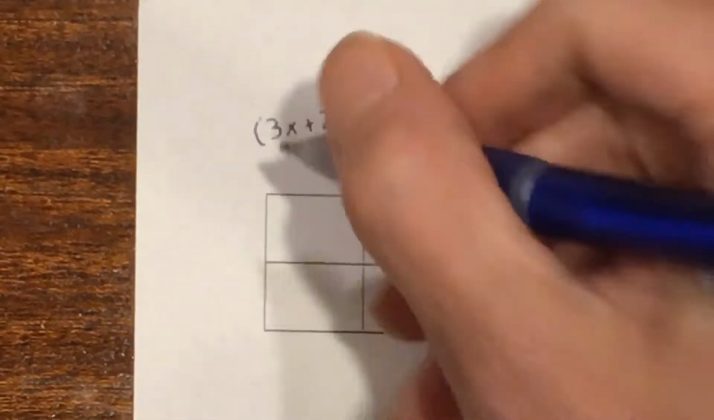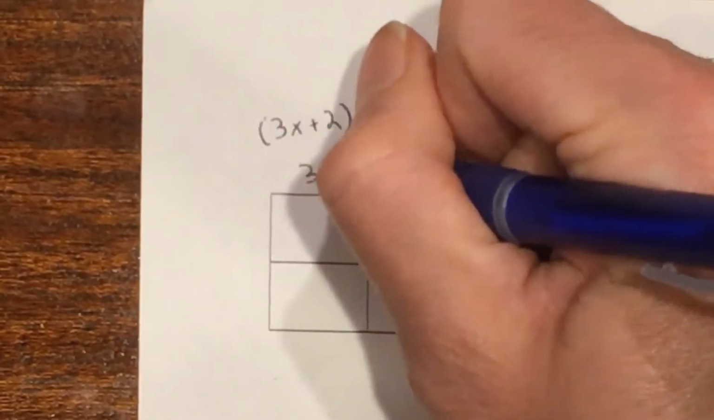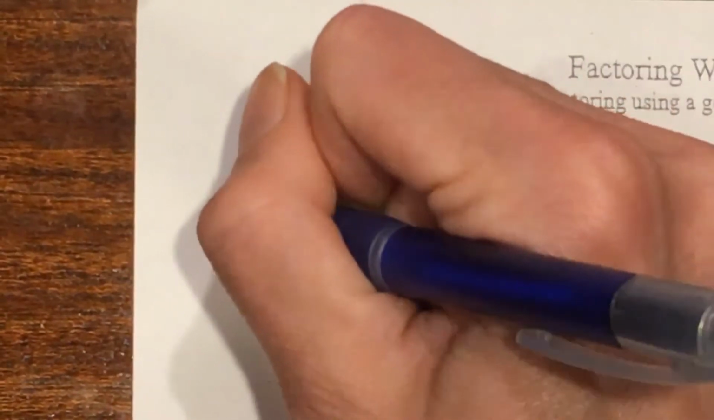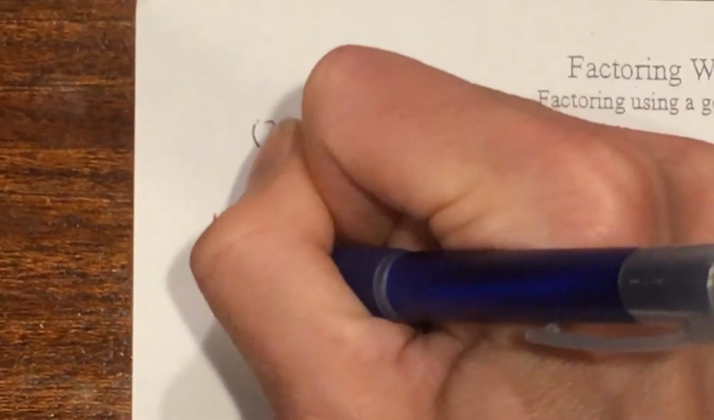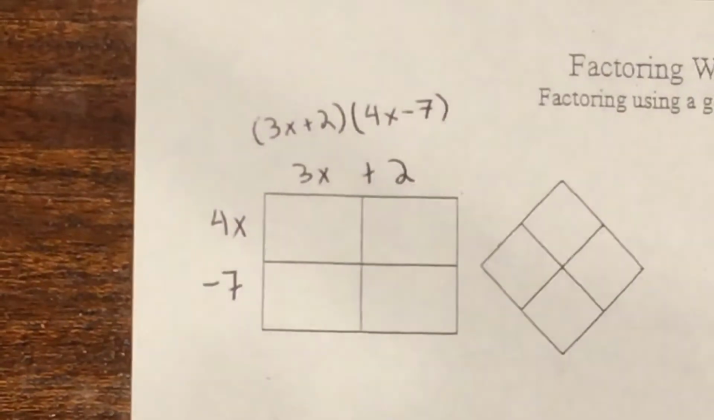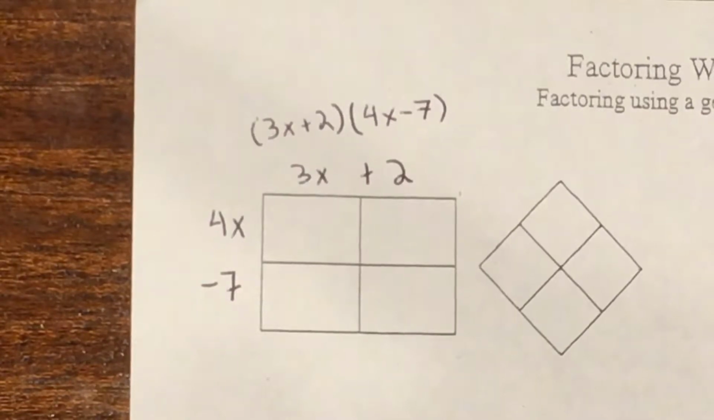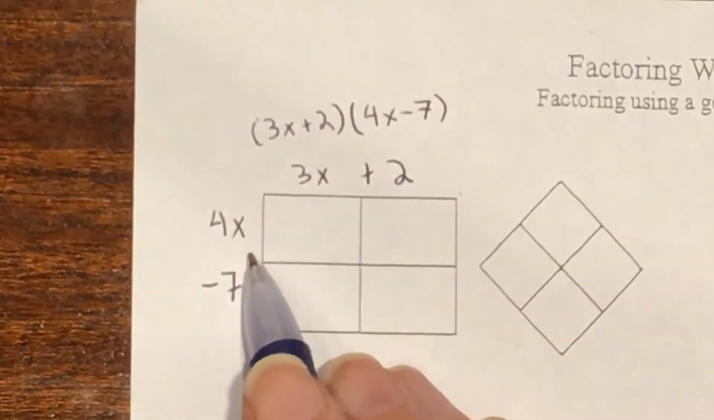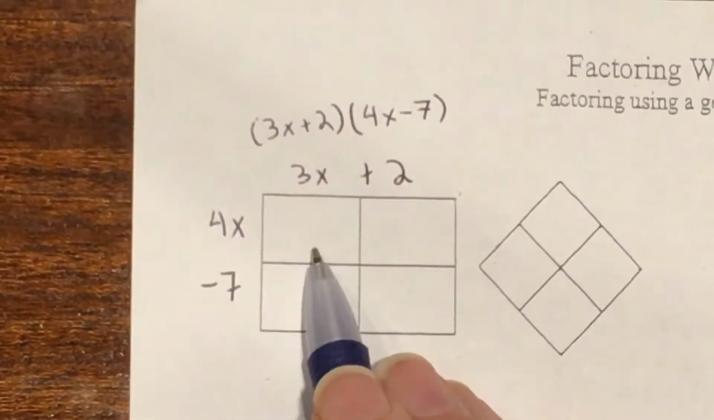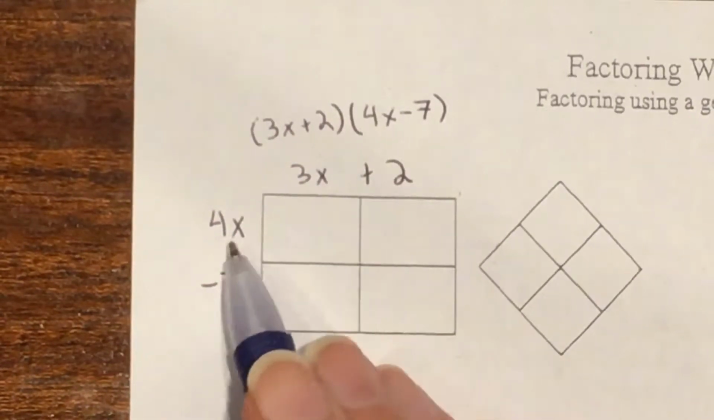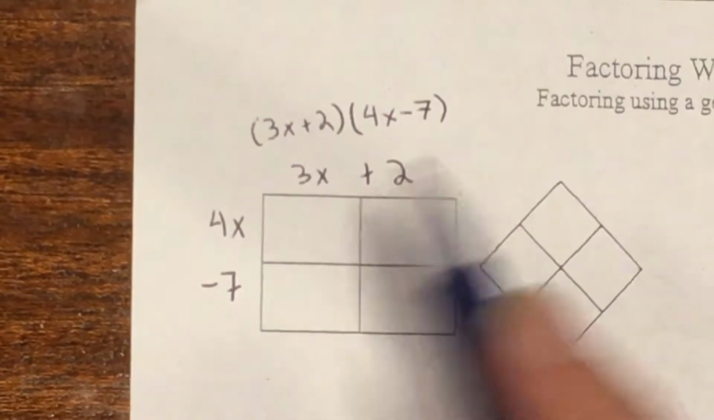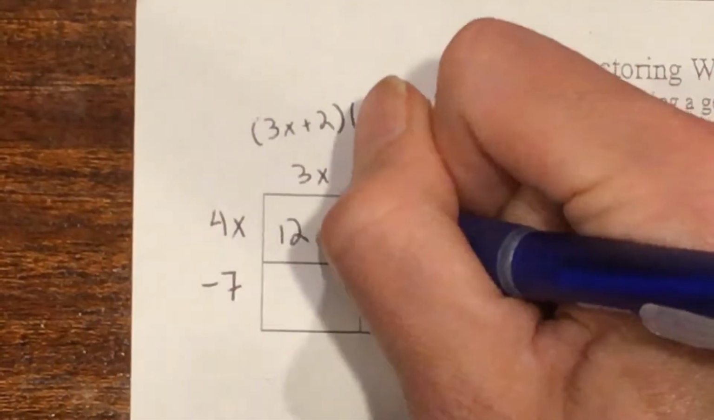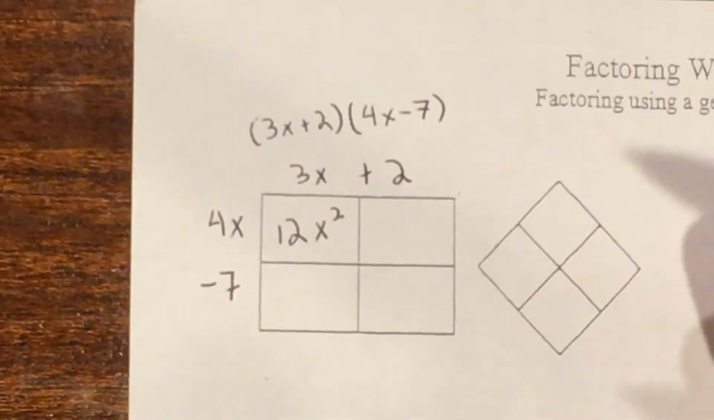But we're going to write on top of the box the 3x plus 2 and going down the side of the box 4x minus 7. And then think of it like a rectangle where you're finding the area. You have your length times your width to get the area of what goes in this box. So 3x times 4x gives us this box, which is 12 from the 3 times the 4. And x times x gives us x squared.